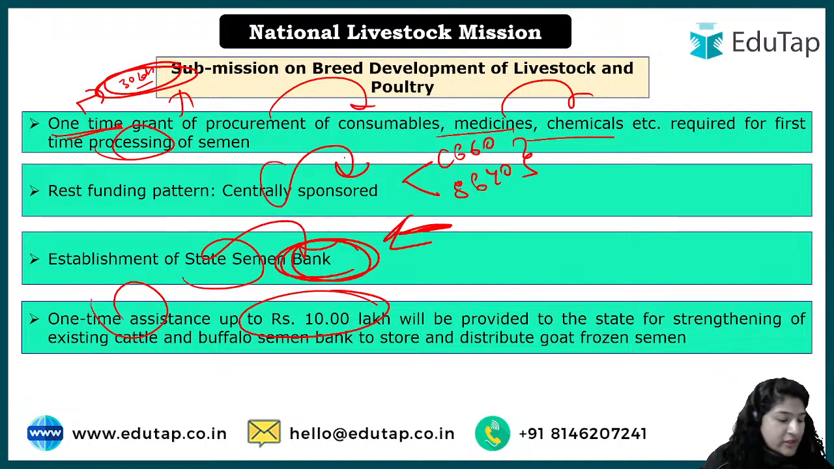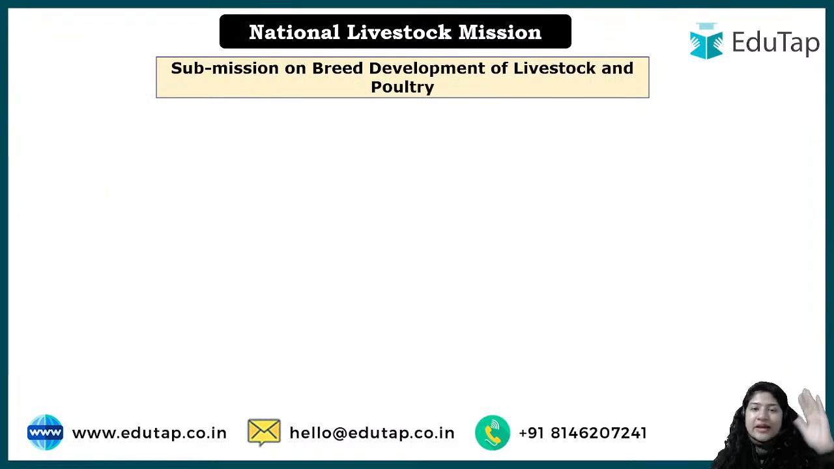Rest apart, whatever further expenditure there will be, it will be centrally sponsored, ठीक है. Now, for establishment of a semen bank, how much one time has been given? 10 lakh, ठीक है. 10 lakh for the banks, and the 400 lakh that we have seen was for the construction, ठीक है. If that will be 40, I'll cross check, but in the guideline it's been written 400, ठीक है. Now that we have done for goats.